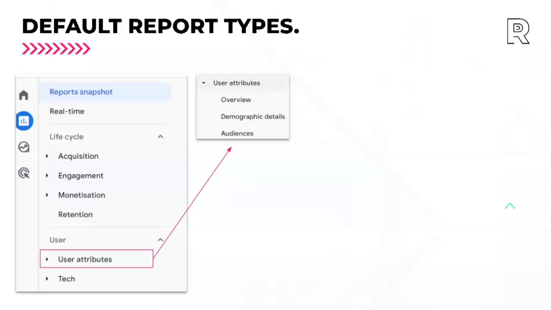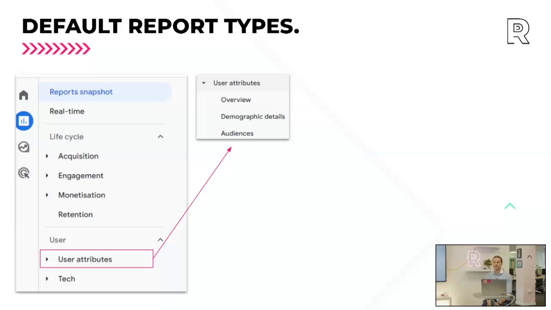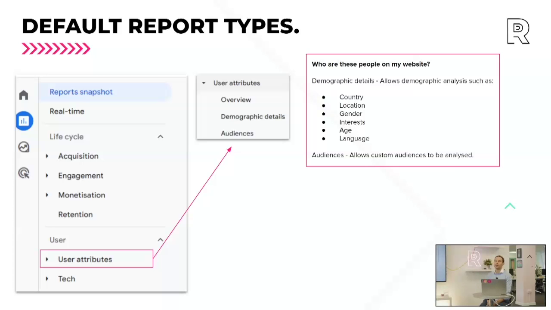Under the user section, this is more about who is coming to the site, so it's understanding your audiences. So you'll have things like demographic details. These cover country, location, gender, interests, age, language.